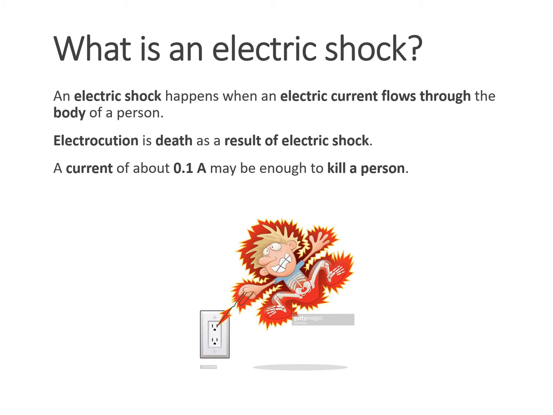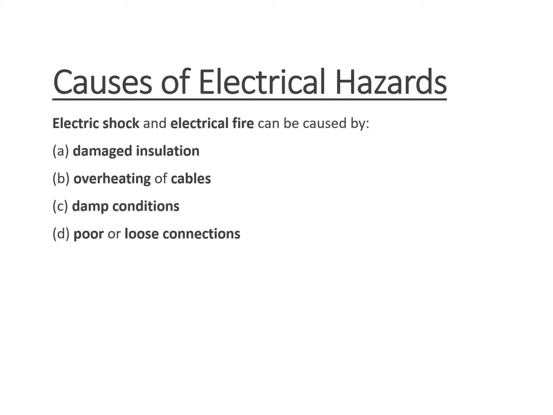So what is an electric shock? When electrical current flows through our body, like what you see happening to this boy right now, then we say that you have an electric shock, because normally when we touch objects or a conductor, no current will flow. So once electrical current flows through your body, you are being electrocuted, or there is an electric shock. A very small current is enough to kill you, right?